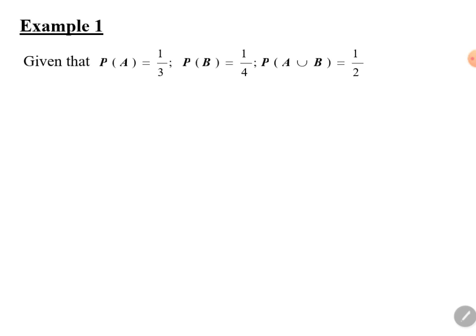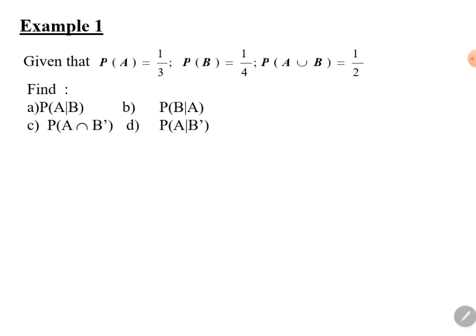Example 1. Given that P(A) equals 1 over 3, P(B) equals 1 over 4, and P(A union B) equals 1 over 2. Find P(A given B), P(B given A), P(A intersect B prime), and P(A given B prime). Now, to find P(A given B), the formula should be P(A intersect B) divided by the condition, which is P(B).